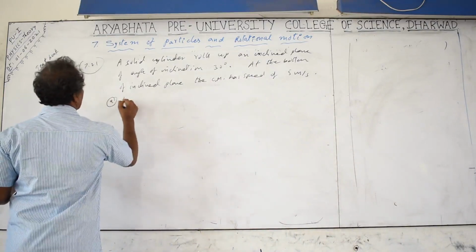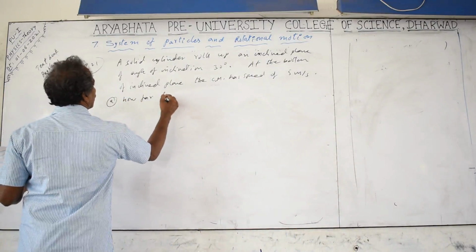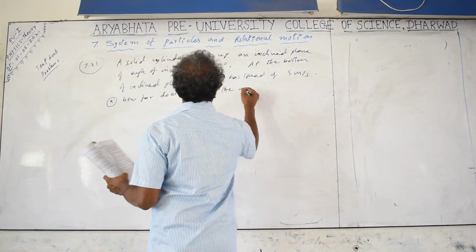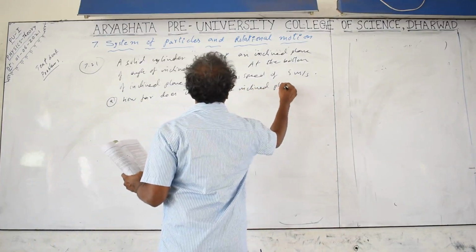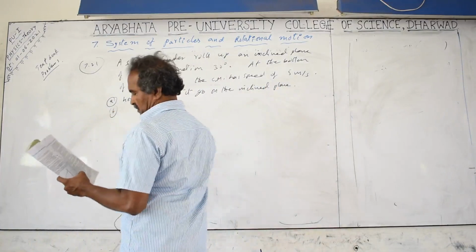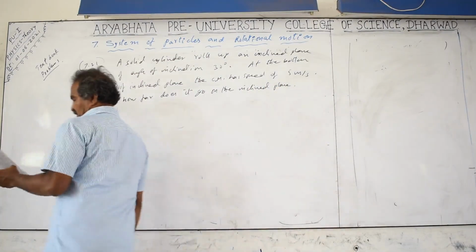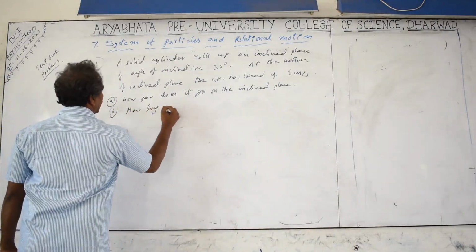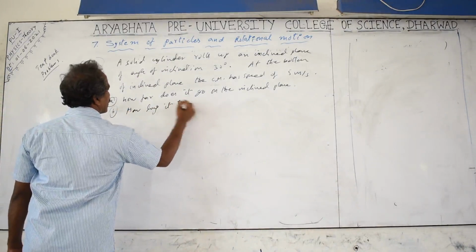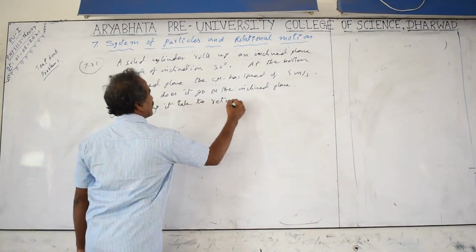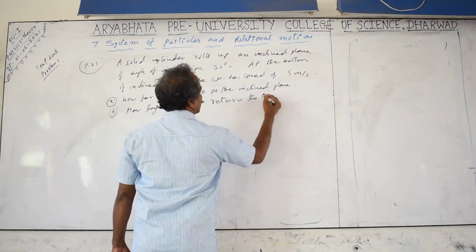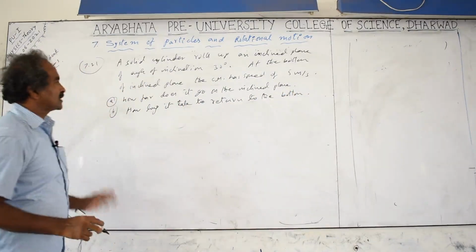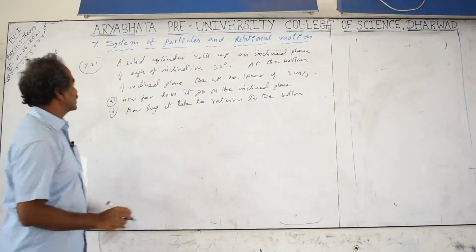Part a: how far does it go up the inclined plane? Part b: how long will it take to return to the bottom? How much time does it take, the time of descent? Time of ascent plus time of descent, going up and coming down, both times are asked.